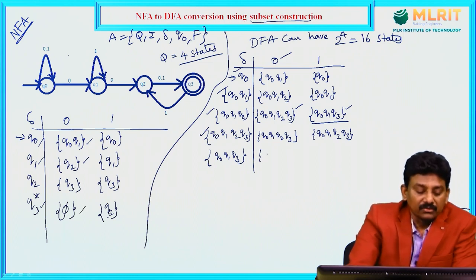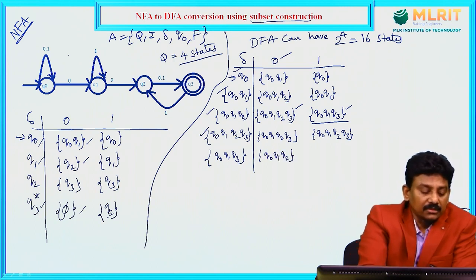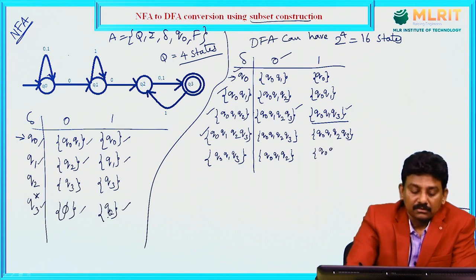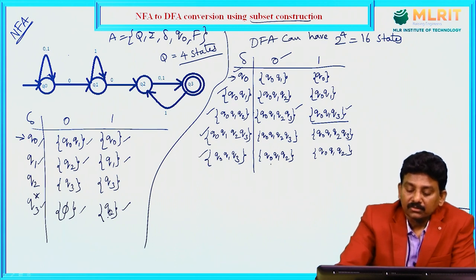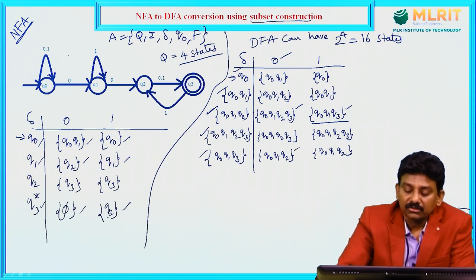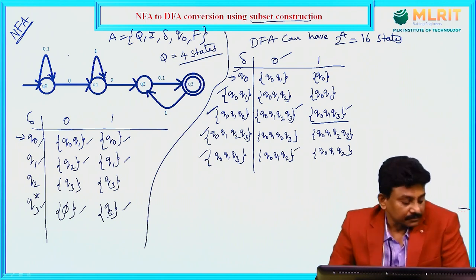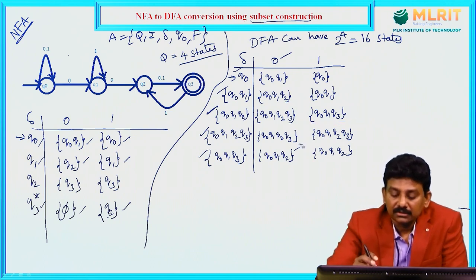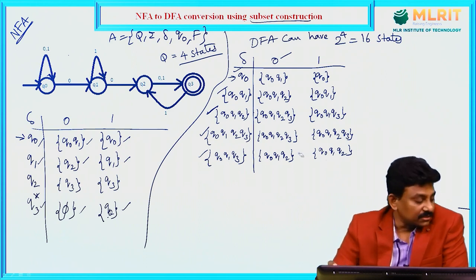take union of these three, we will get Q0 Q1 Q2. Next, Q0 Q1 Q3 on 1, take union of these three, Q0 Q1 Q2. So this is already processed. Next, Q0 Q1 Q2 is already accessible and processed. That's all, no new state is created. So in total, 5 states are accessible states.